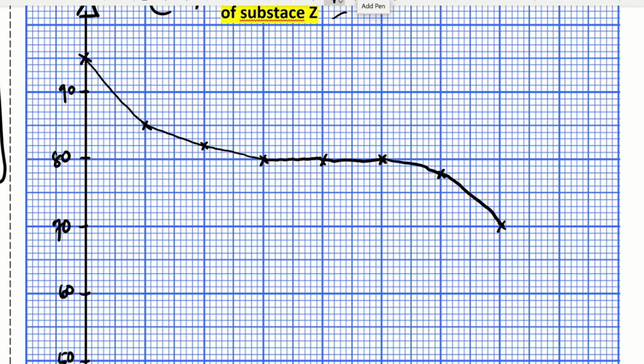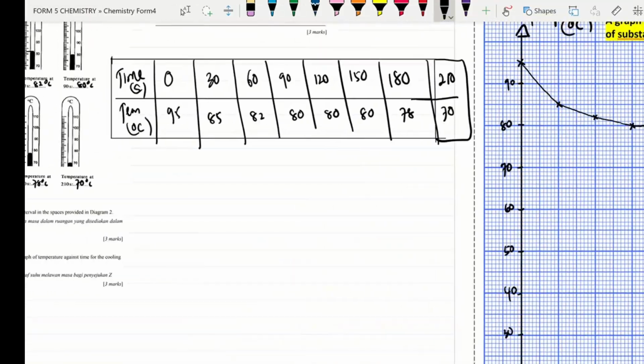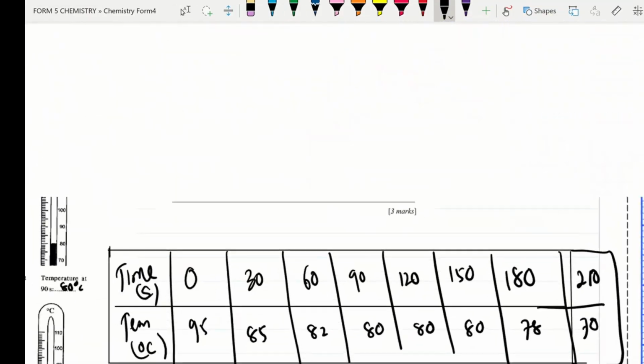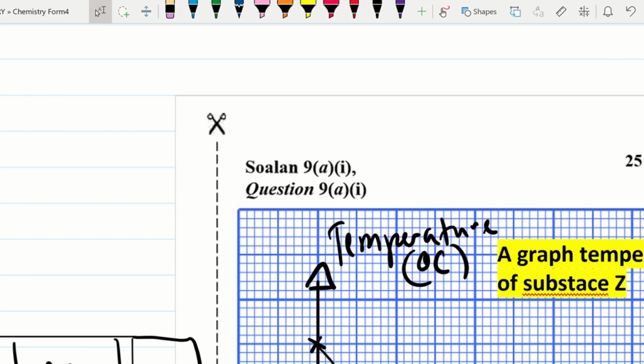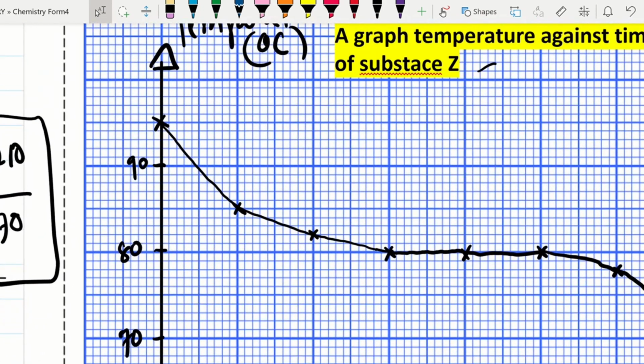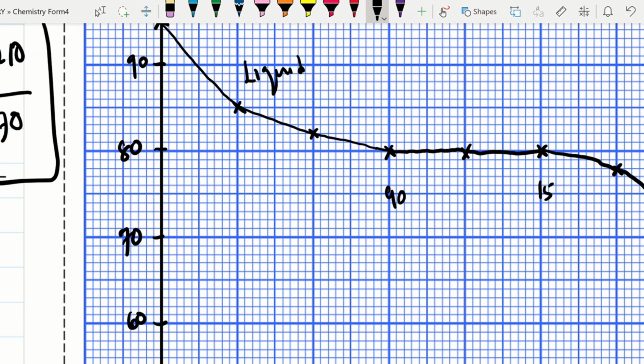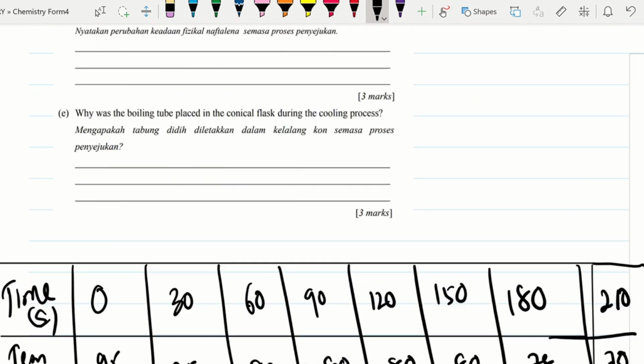So this is the graph, and we try to check the next question from the question. The physical changes of physical state of naphthalene during cooling process. All right, so please check the time. It exists as liquid from 0 until 90. It exists as mixture of liquid plus solid. All right, and from 150 until 210 it exists as solid.